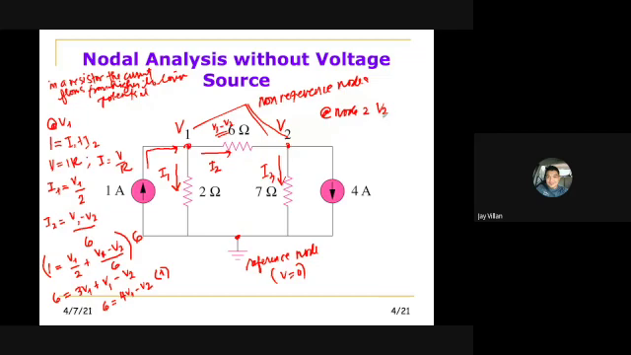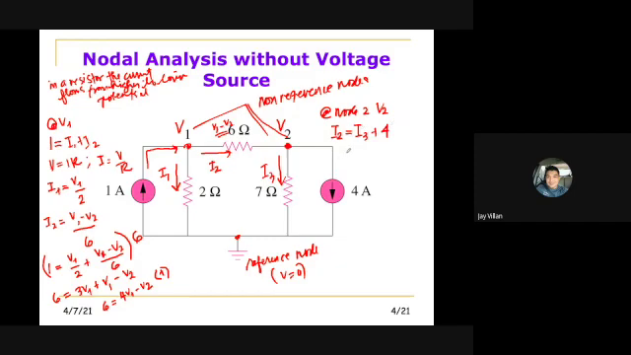So, at node 2, V2, there is one more here. It's the same procedure that we did for V1. So again, apply KCL at this node. Current entering is equal to the current leaving. So, current entering is I2, which is equal to I3 plus 4 amperes.